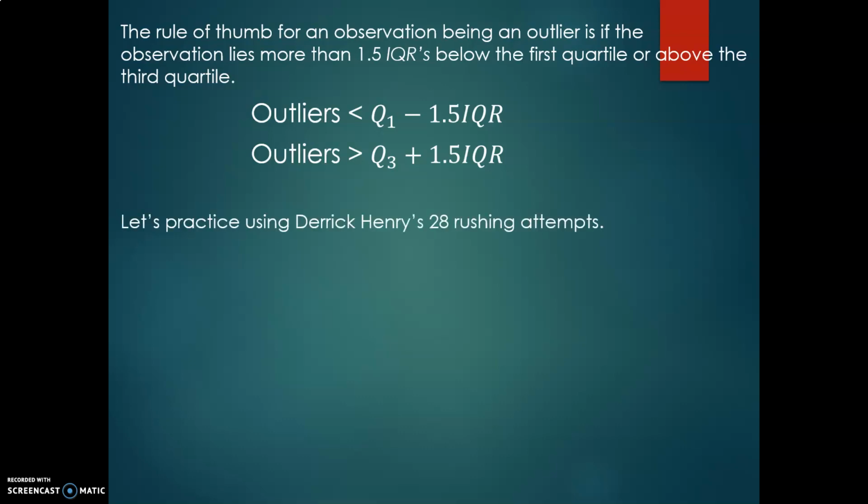So let's take a look at Derrick Henry's 28 rushing attempts. Here they are in order. I laid them all out: 0, 0, 1, 1, 1, 1. You can see it's very, very consistent all the way up until you get to those last 3.